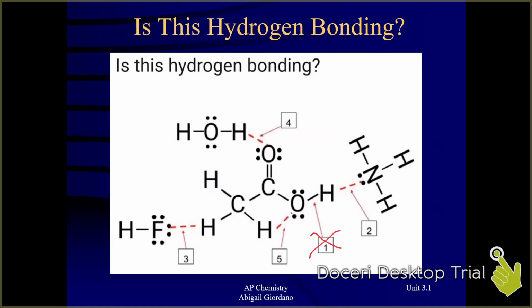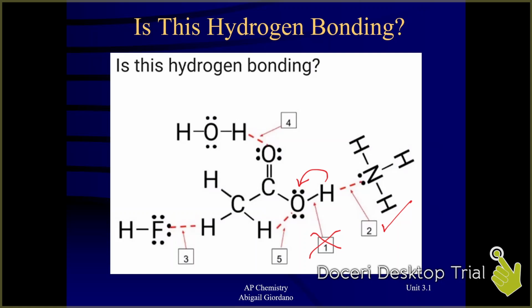Okay, let's look at box number 2. It's between two molecules. Okay, that's good. It's between hydrogen and one of the FON elements. That's good. And look at what the hydrogen involved is actually bonded to. Also one of the FON elements. Box number 2 meets all of the requirements. So that is hydrogen bonding.